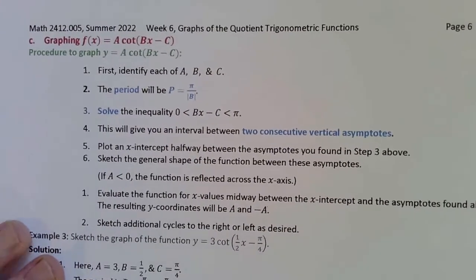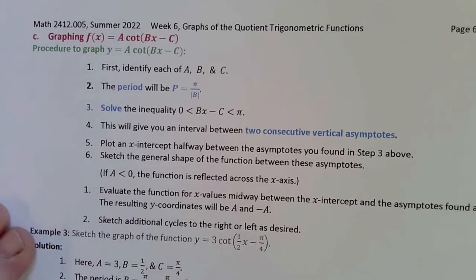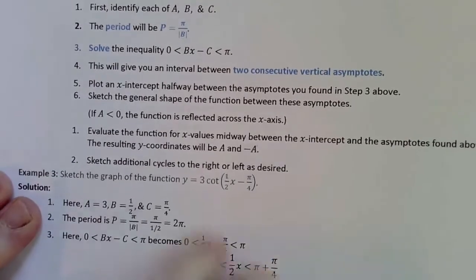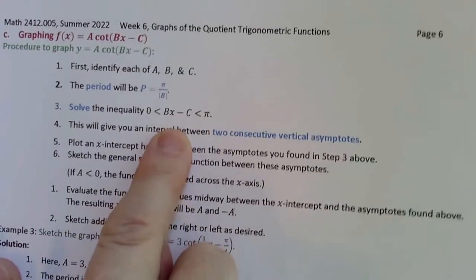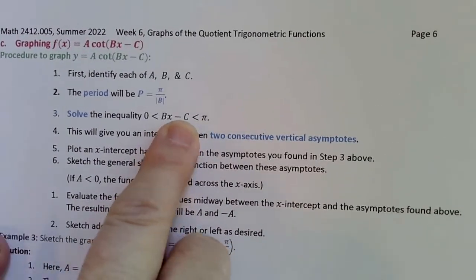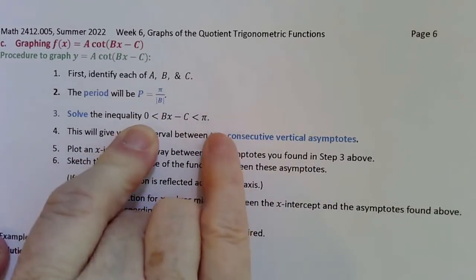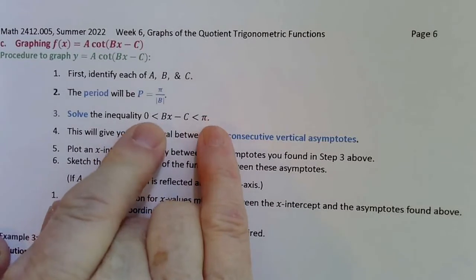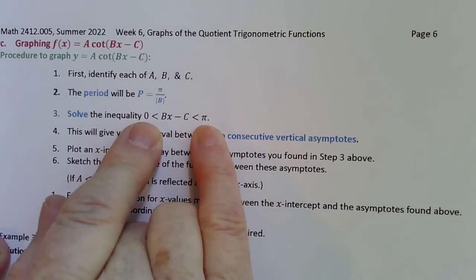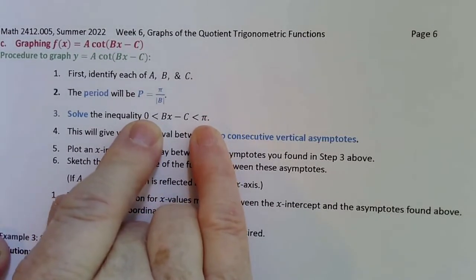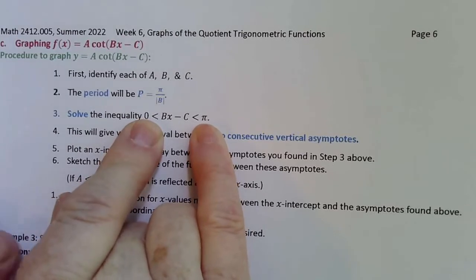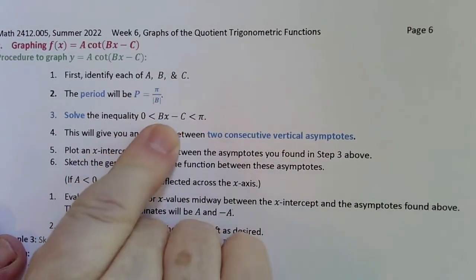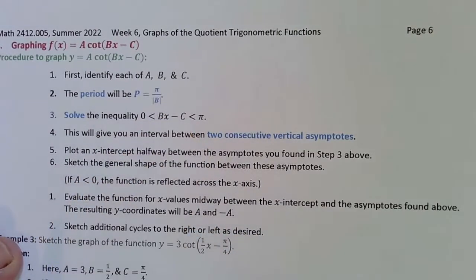The steps for graphing cotangent are so similar to graphing tangent. The main difference is this inequality. We're going to put bx minus c between 0 and pi for cotangent, because these are the closest to the center vertical asymptotes, places where x is not defined. And we're going to solve this inequality so that x is by itself in the middle.